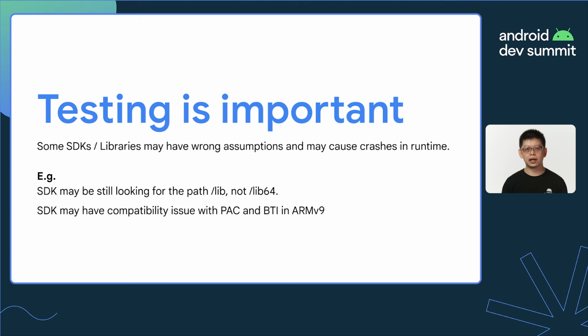Another example is about the new instruction sets in the new architecture. These instructions, such as PAC and BTI in ARMv9, enhance security, but some SDKs crash because of this. We'll go through some specific examples next.